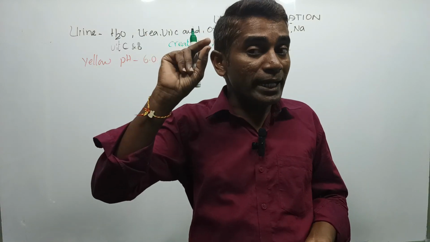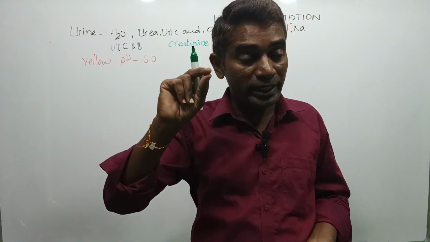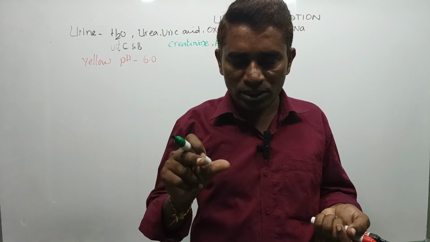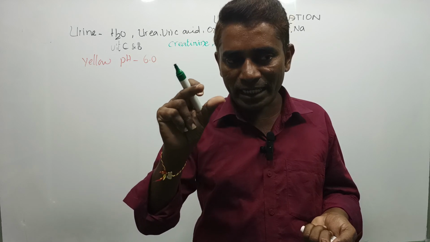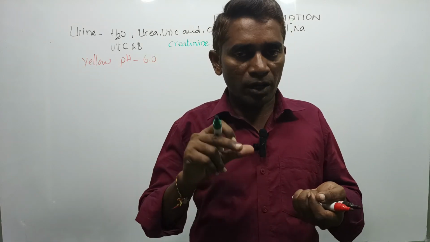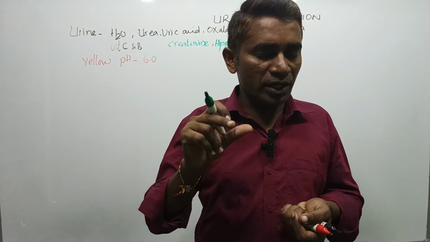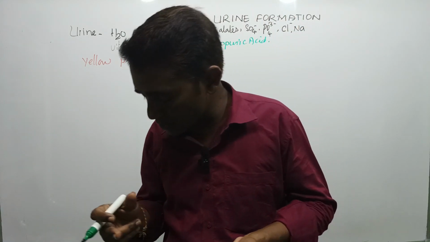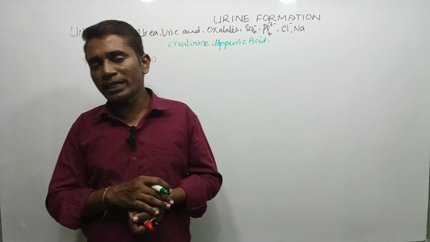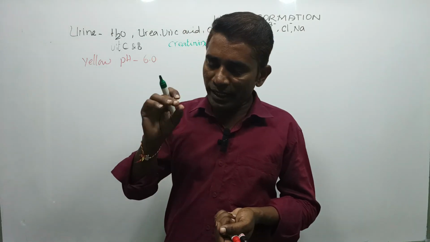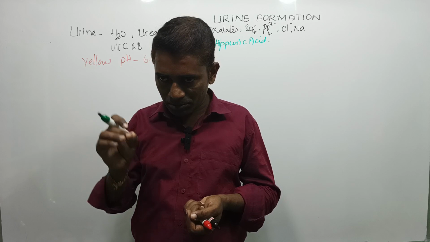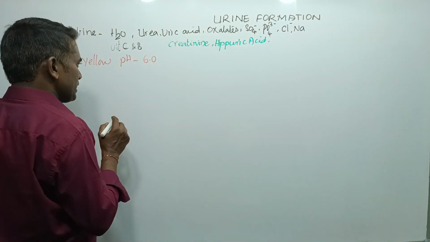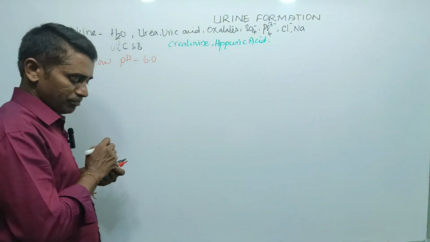Remember, more than 99% of the filtrate will be reabsorbed again, on average. The glomerular filtration rate is 125 ml per minute. Per day, this would result in almost 180 liters of primary filtrate. But again, more than 99% is reabsorbed on average daily. 1.5 to 1.8 liters of urine will be excreted.